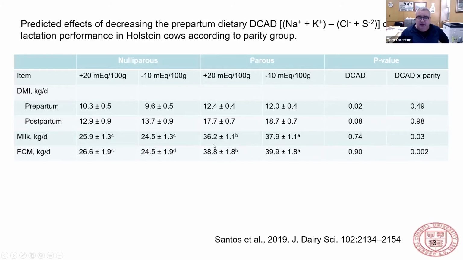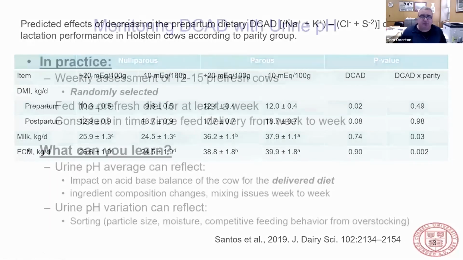And so again, the summary of the data would say, positive responses here. This is in the range of, just to give you some context here, 3 to 4 pounds. In our data, we generally have seen more like 4 to 6 pounds of milk response, with negative DCAD diets fed pre-calving.